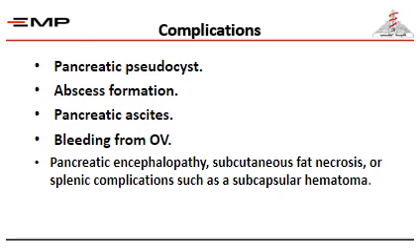Complications of acute pancreatitis include pancreatic pseudocyst formation, abscess formation, and pancreatic ascites from pancreatic duct disruption. Also, bleeding from esophageal varices can occur from splenic vein obstruction or pseudoaneurysm formation associated with a pseudocyst or pancreatic necrosis. Less commonly seen complications include pancreatic encephalopathy, subcutaneous fat necrosis, or splenic complications such as subcapsular hematoma.